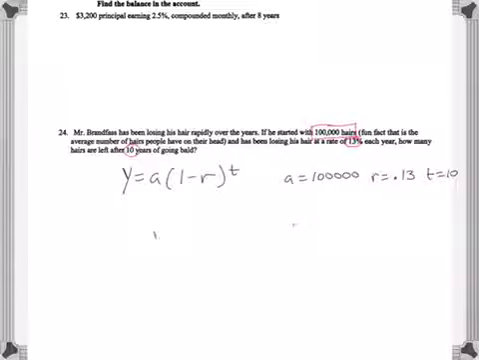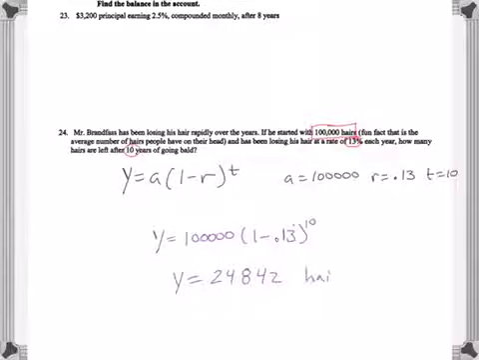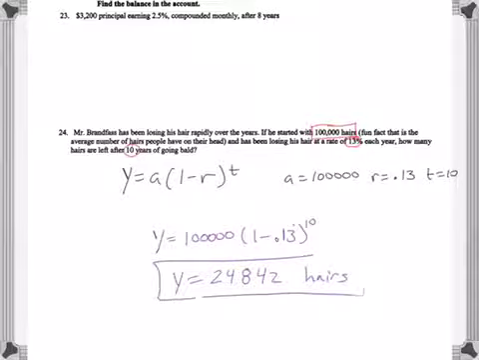So we're going to plug all that in. So y equals 100,000 times 1 minus the rate raised to the 10 power. And when we plug all of this into our calculator, we get that he has right around 24,842 hairs remaining on his head.